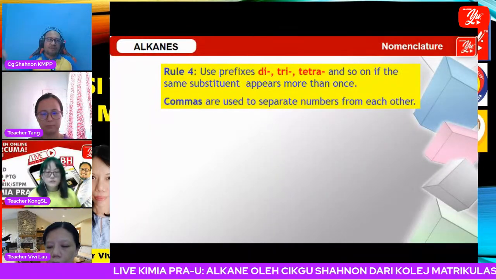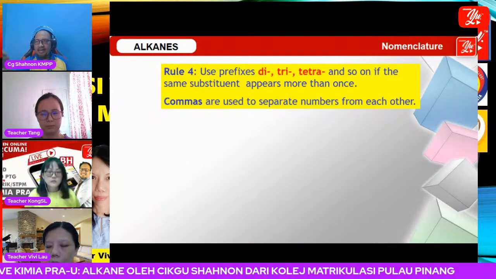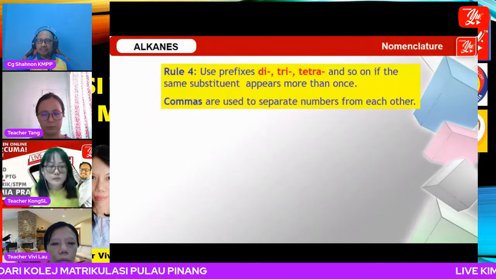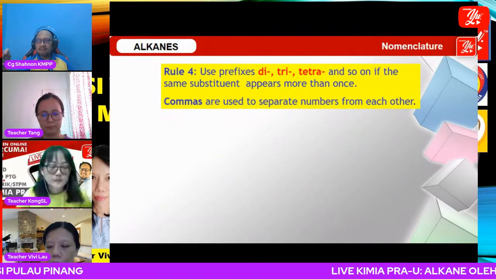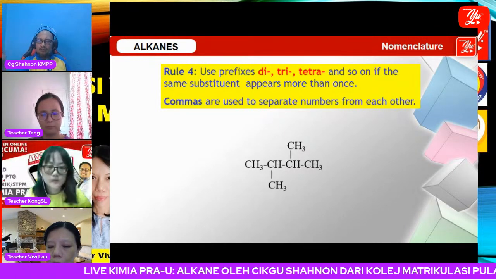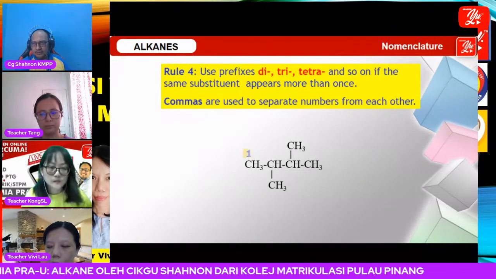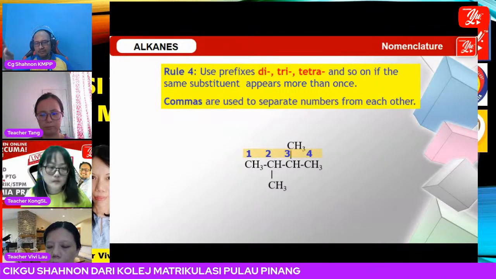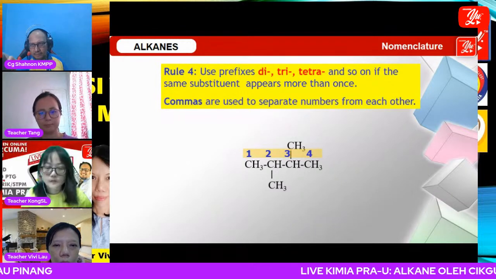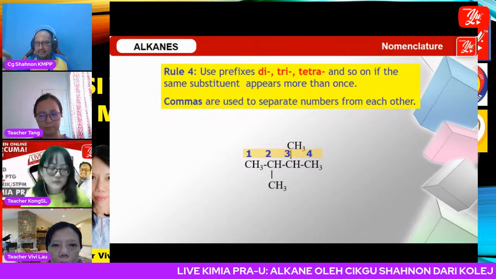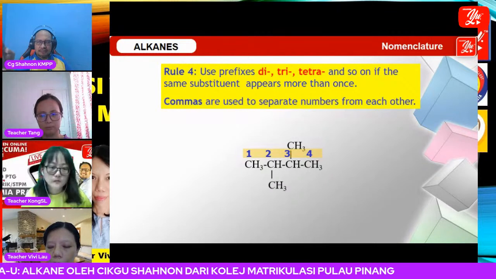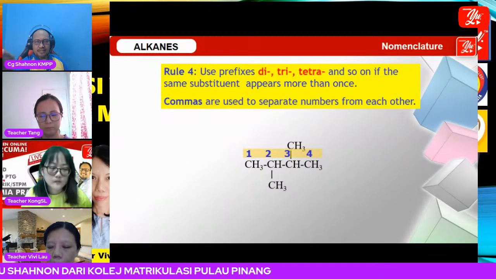And then rule number 4. Use prefixes di, tri, tetra, and so on if the same substituent appears more than once. Commas are used to separate numbers from each other. For example, remember rule number 1, the longest continuous chain, 1, 2, 3, 4, has 4 carbons. So the parent's name is butane. And then we can see the substituent at carbon number 2 and number 3. The name for the substituent is methyl.